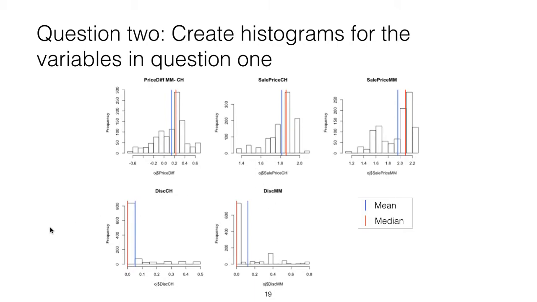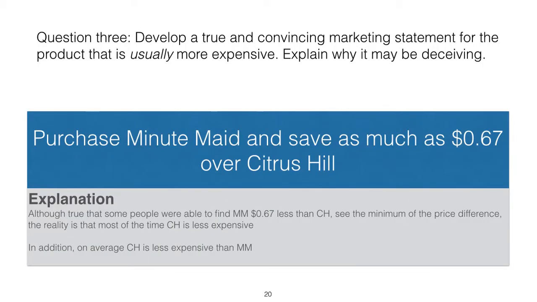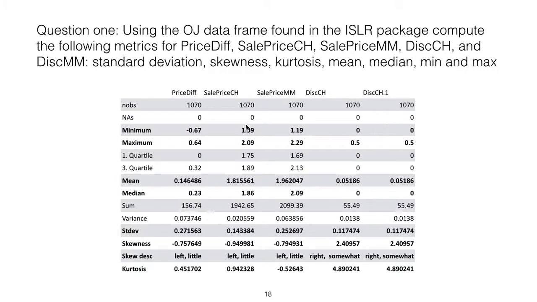Okay? Moving on. Question 3: develop a true and convincing marketing statement for the product that is usually more expensive. Usually is the median, more than half the time. Let's look at sale price for Citrus Hill and sale price for Minute Maid. Let's look at the medians. The one that's more expensive is here, 196, Minute Maid.